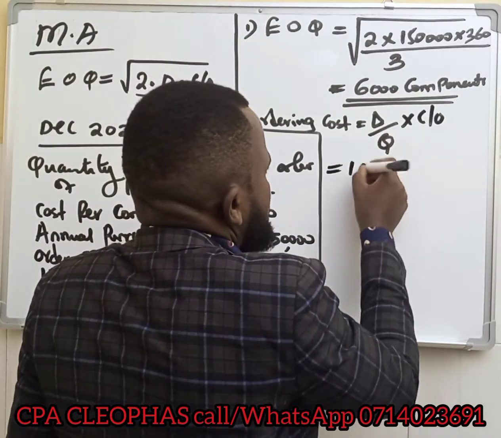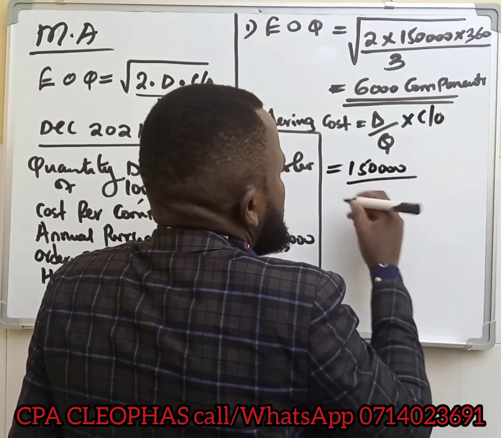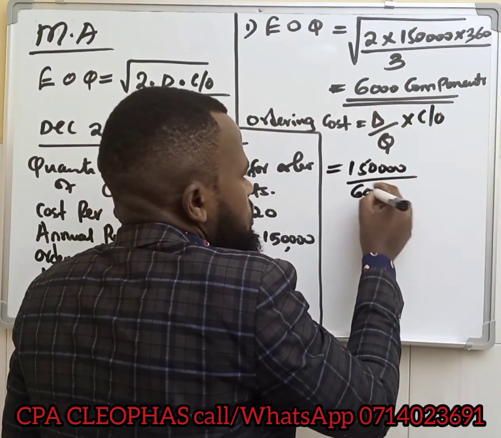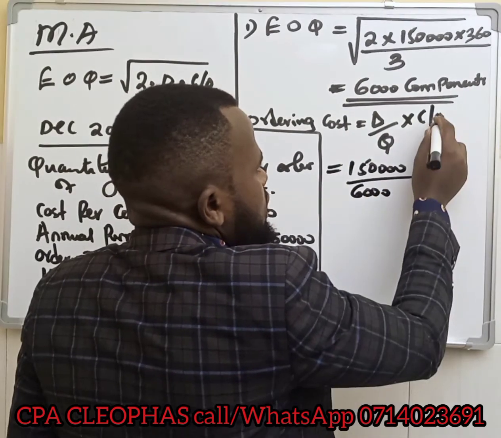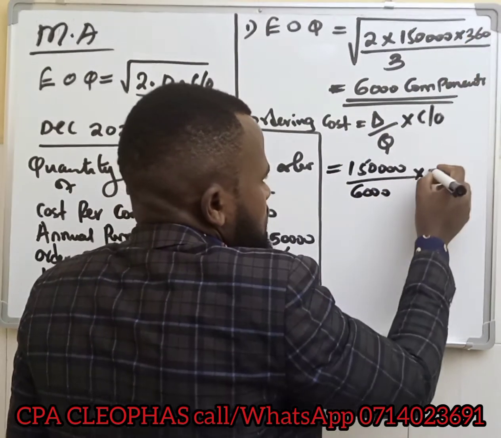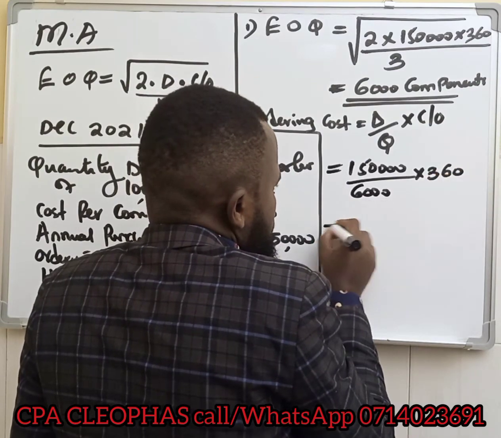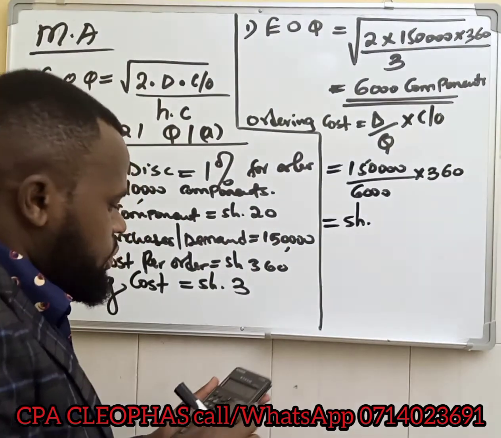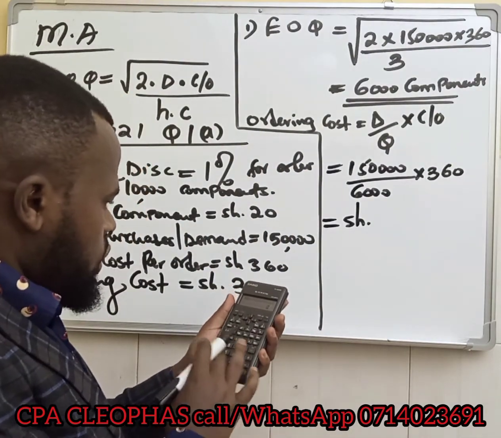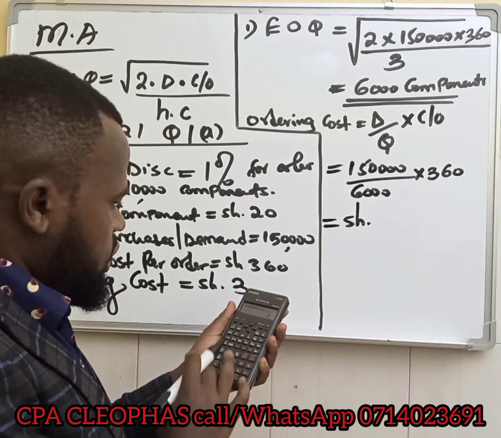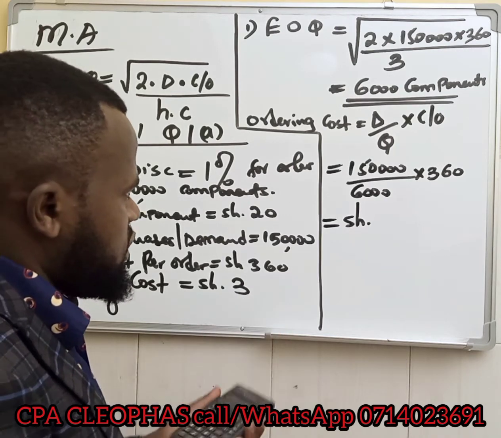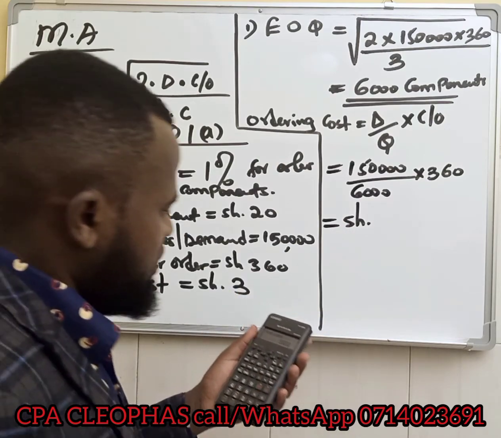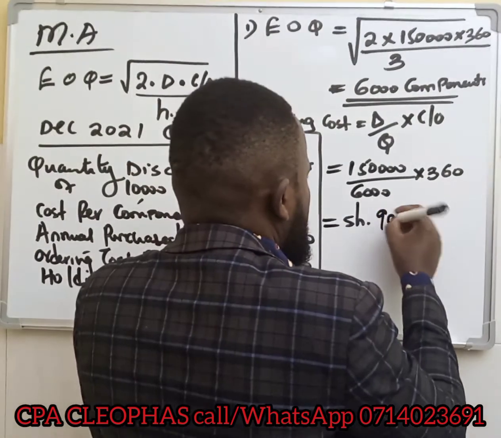So the D is 150,000, the annual demand, we know. The Q is EOQ, 6,000, then times the ordering cost per order, which was 360. So that gives you the cost of ordering at the economic order quantity. So 150,000 divided by 6,000 gives you 25 orders, times what is the cost per order? 360, which gives me 9,000. So that is the ordering cost.